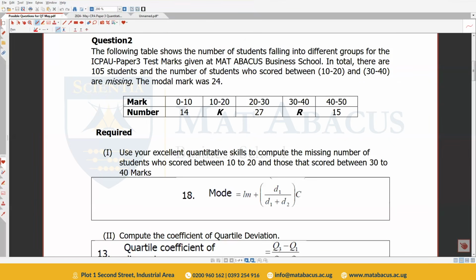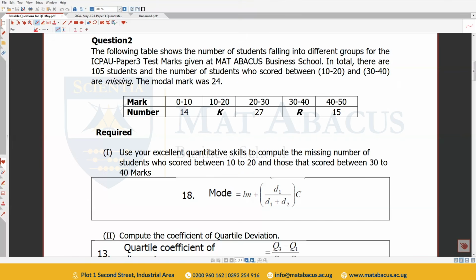How about question number two? The following table shows the number of students falling into different groups for the ICPAU Paper 3 test marks given at MAT Abacus. In total, there are 105 students, and the number of students who scored between 10 and 20 is missing. A modal mark was provided to you, and the mode is 24.